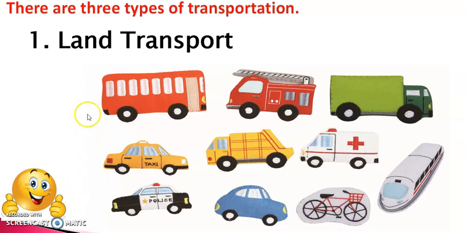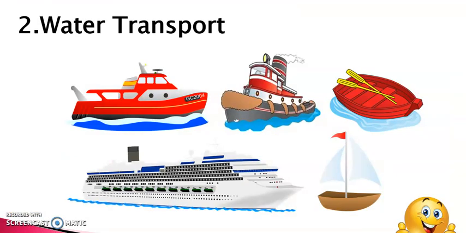The first one is called land transports, and all these that you see on screen are examples of land transports. Can you name each of these, children? Well, I know you can because all these are familiar to all of you. Good job, children! Yes, children, now we have another type.